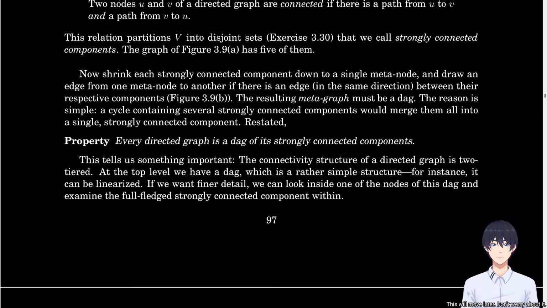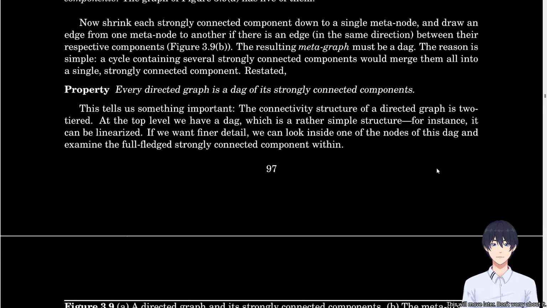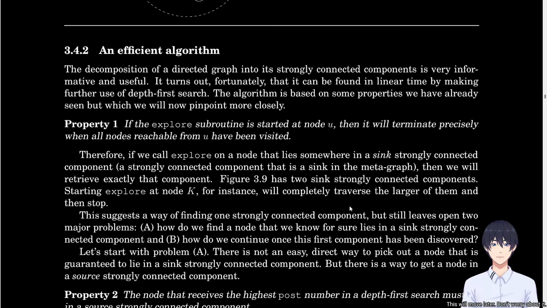Every directed graph is a DAG of its strongly connected components. If you remove all the loops, remove all the cycles, then you will have a DAG. You have a cycle, just consider that a vertex. And then it's a DAG. I am convinced.